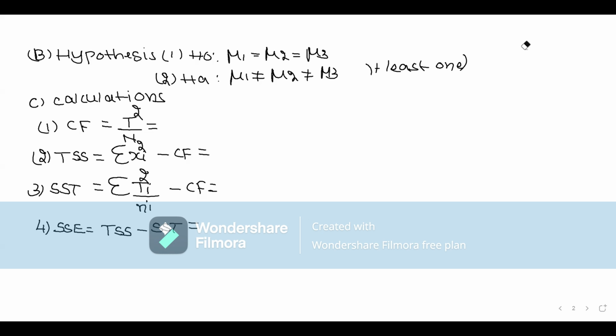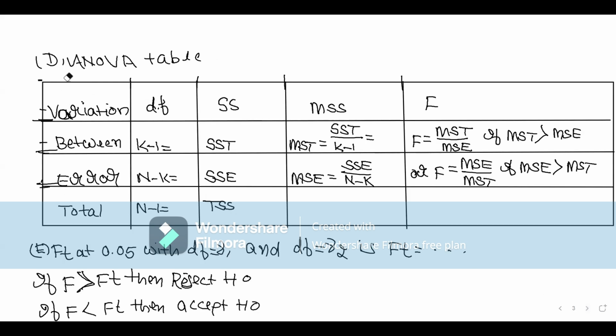Yes. Now you can find out SSA; TSS minus SST value you can write. The next step is to form the ANOVA table. Look here, the ANOVA table. Whatever values you have already calculated, you have to enter here. The variation: between, error, total.